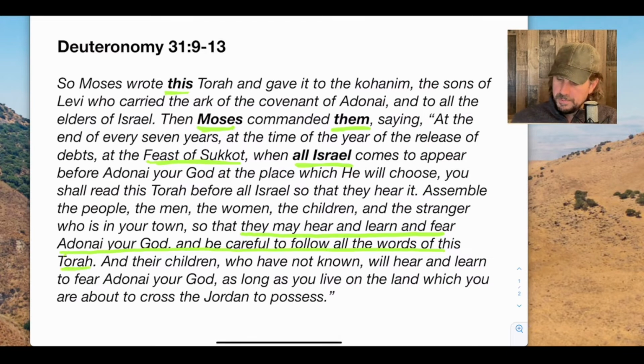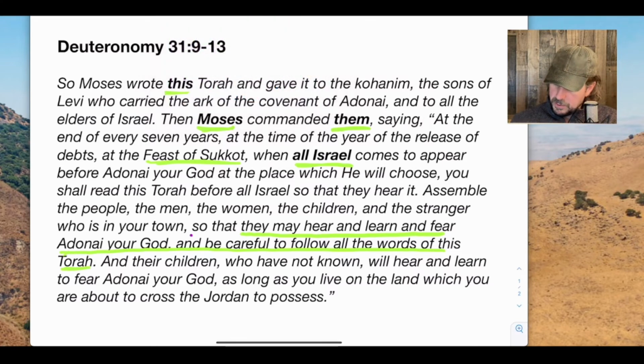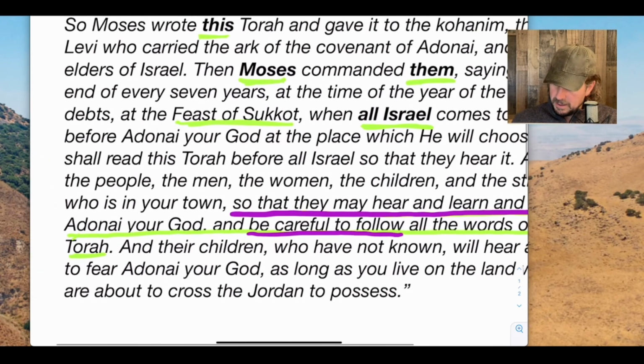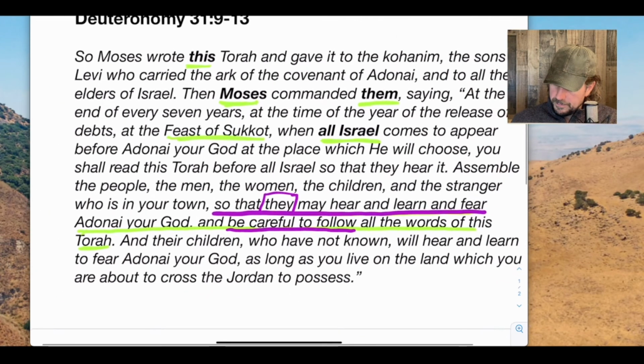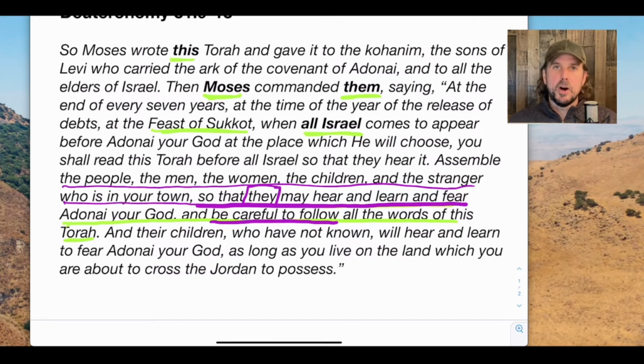So here's just an important side note. This is important, so that they may hear and learn and fear, and be careful to follow. So the question is, who's the they? Assemble the people, the men, the women, the children, the stranger who is in your town, so that they all.